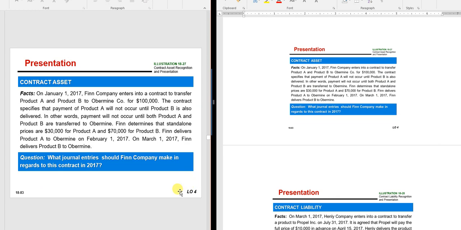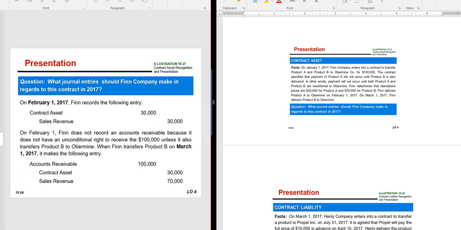On January 1st, Finn Company enters into a contract to transfer product A and product B to Overmind for $100,000. The contract specifies that payment for product A will not occur until product B is also delivered. In other words, payment will not occur until both products are transferred. Finn determines that the standalone prices are $70,000 for product A and $30,000 for product B, and they deliver the products on February 1st and March 1st. So what journal entries would they make in regard to this?